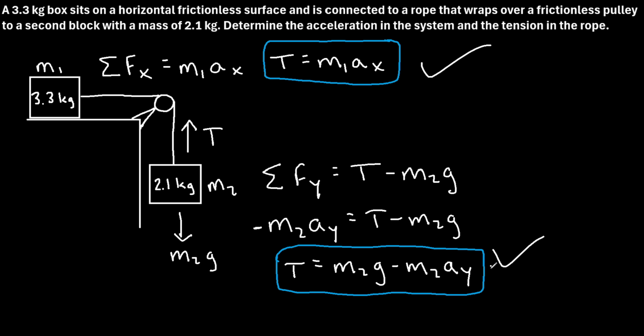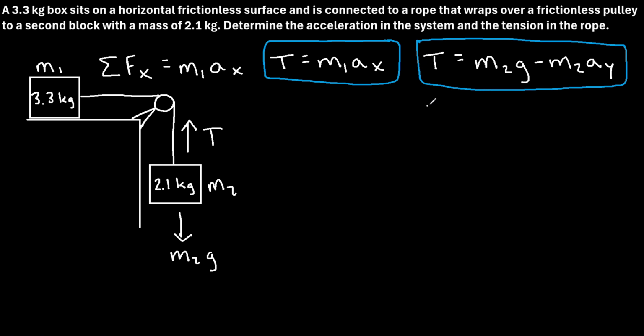Once we have found these two equations, it becomes very easy to find both the acceleration and the tension in the rope. Notice that both of these equations say that T is equal to some value. So all we're going to do is set these two equations equal to each other, and we can solve for acceleration. I'm going to clear a little bit of space here. Okay, so I've rewritten those two equations that we found. We're just going to set these two equations equal to each other and solve for a.